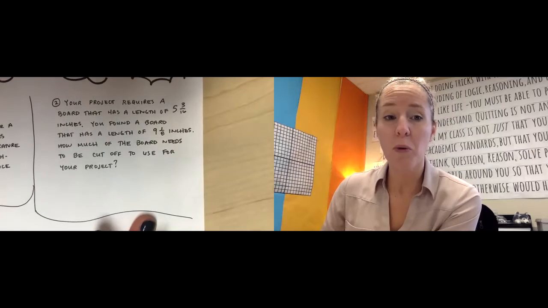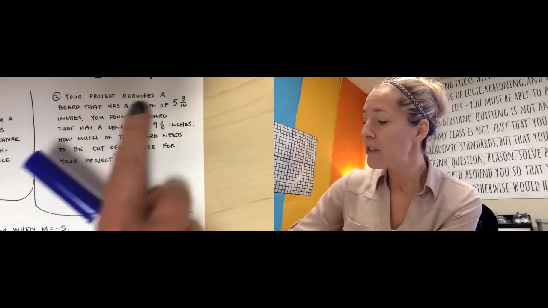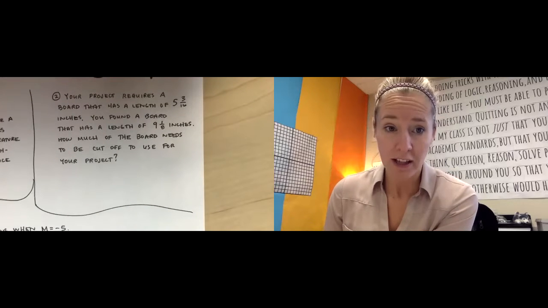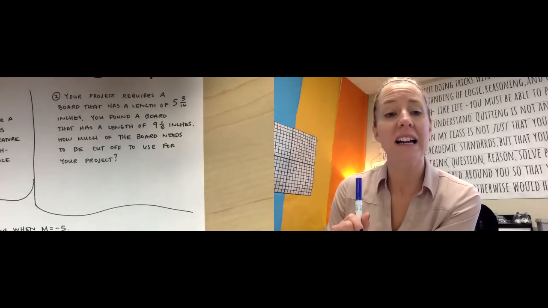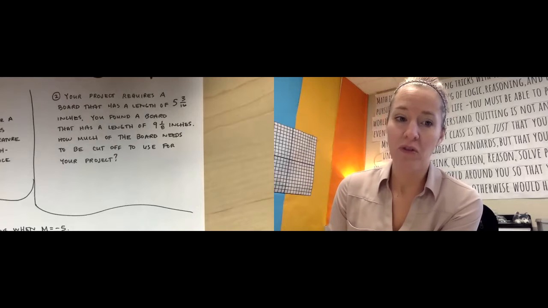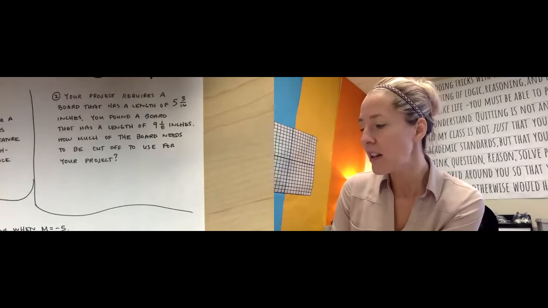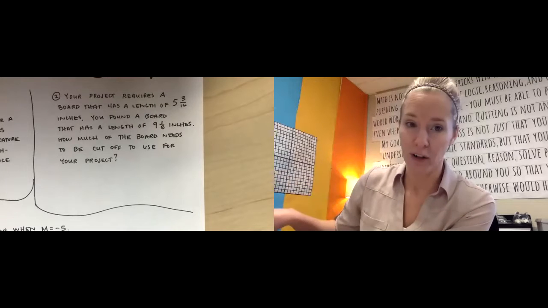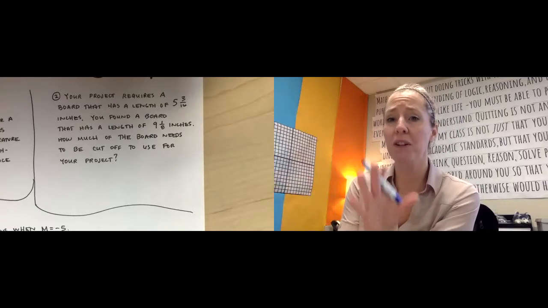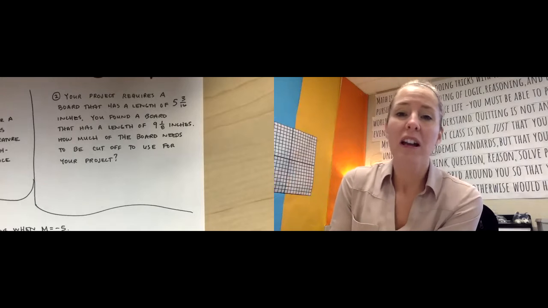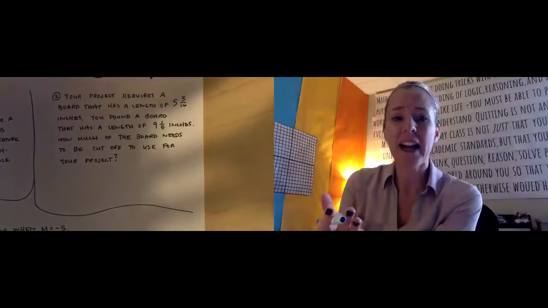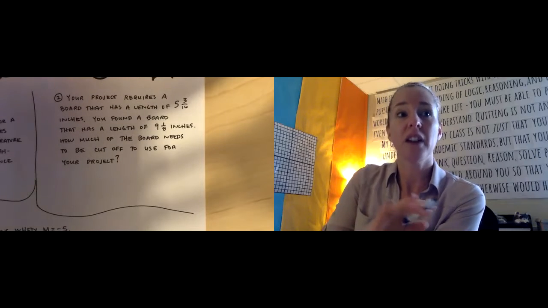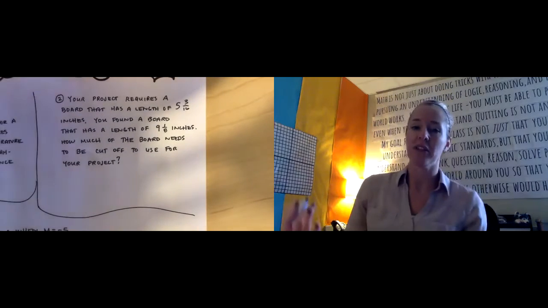The next one that you're going to have to do without me is your project requires a board that has a length of 5 3/16 inches. You found a board that has a length of 9 1/8 inches. How much of the board needs to be cut off to use for your project? So think about what you're starting with and what you need and cut off the leftovers. If you're ever confused, come up with a simple example. If I had a 10-foot board and I needed six feet, well, then I'm going to cut off 4. So 10 minus 6 would give me that 4.